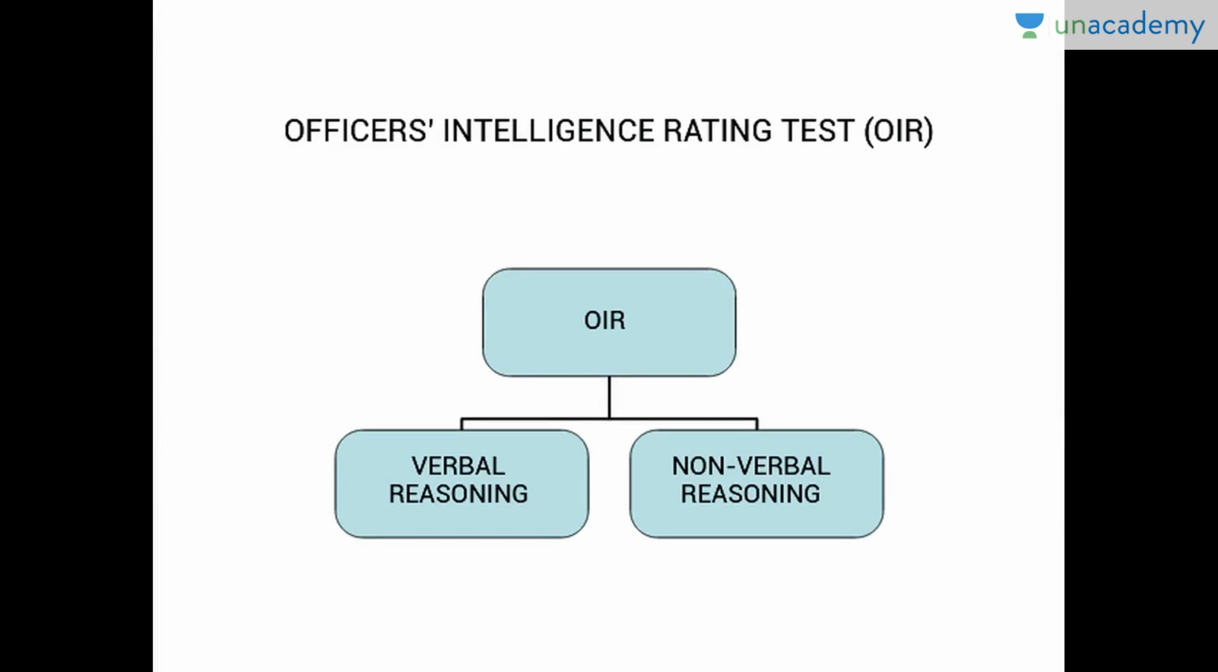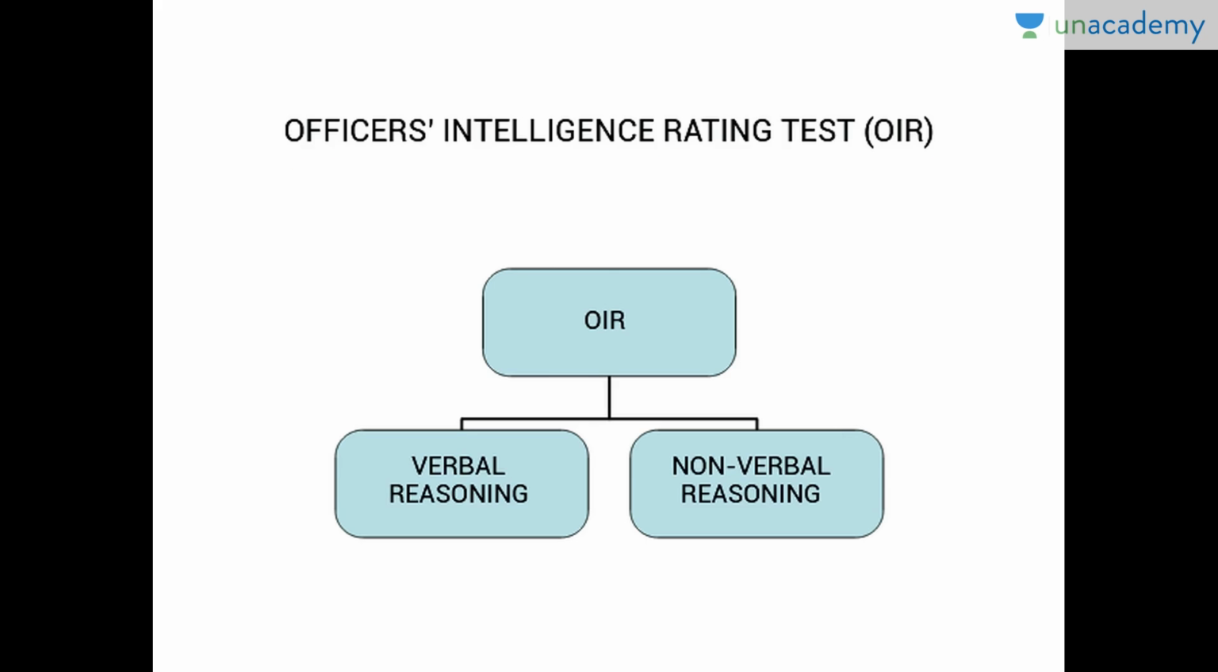All of you will be made to sit in a hall, the examination hall, and you will be provided with some booklets. These booklets will have questions on verbal reasoning. The first booklet will have questions on verbal reasoning, and as soon as you solve these questions and mark the answers in your answer sheet, you will be provided with a next booklet having questions on non-verbal reasoning. So this test, the Officer Intelligence Rating test, is all about verbal and non-verbal reasoning.